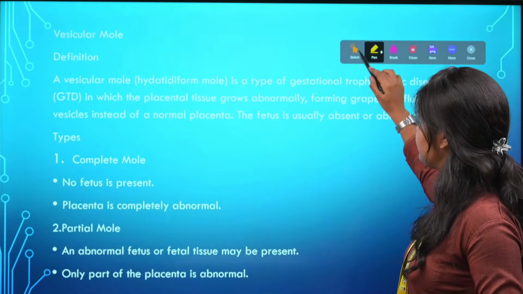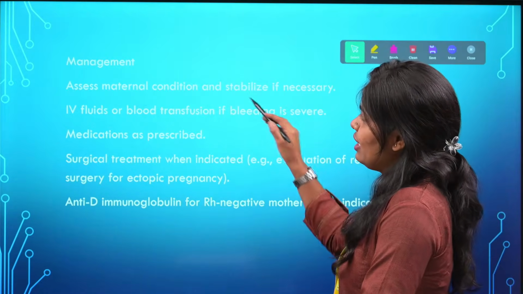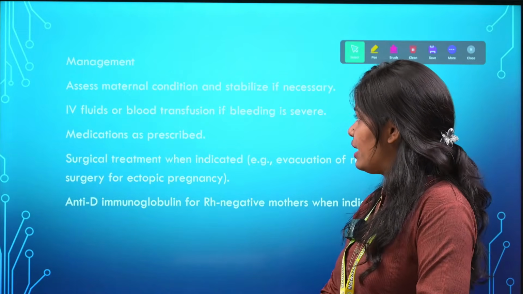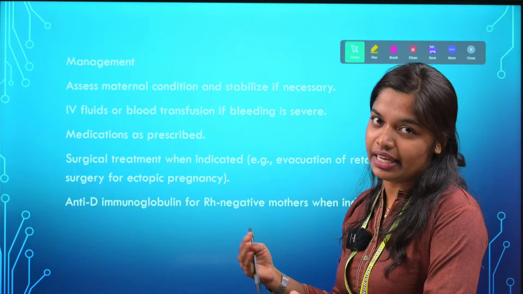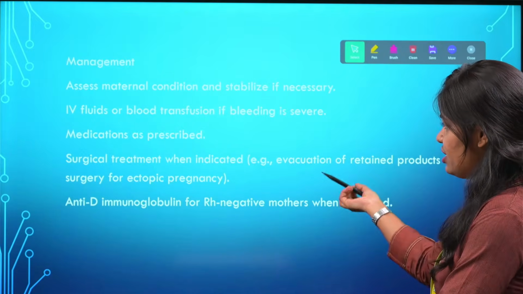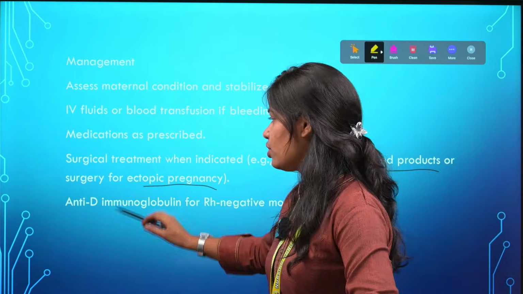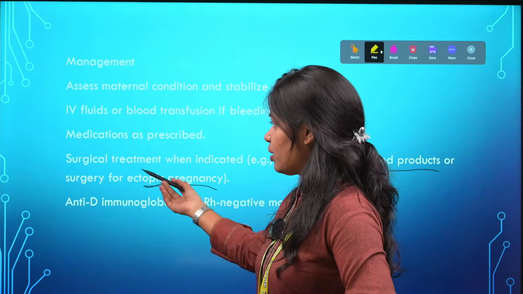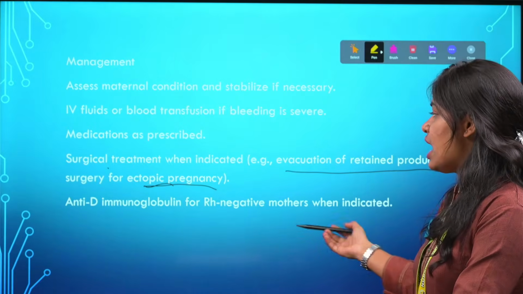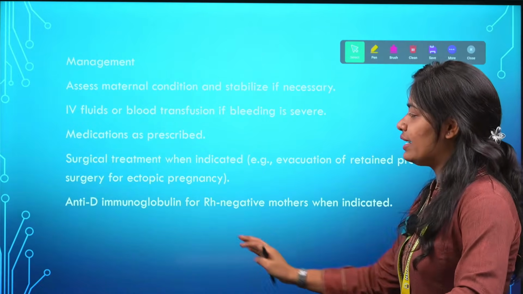Next, how do we manage this? Assess the maternal condition and stabilize if necessary, with IV fluids or blood transfusion if the bleeding is heavy. Then give medication as prescribed, and surgical treatment when indicated, for example evacuation of retained products, and also surgery for ectopic pregnancy. Also give anti-D immunoglobulin for Rh-negative mothers when indicated.